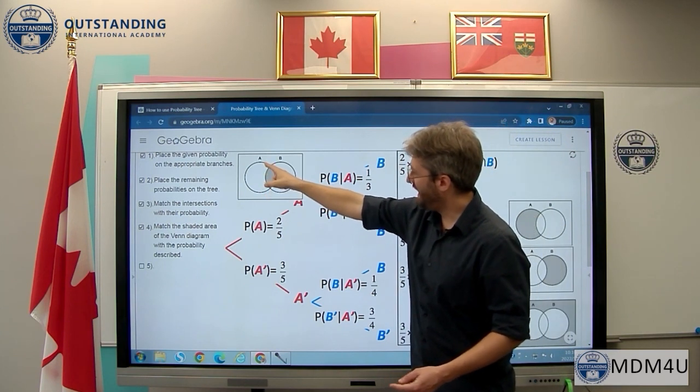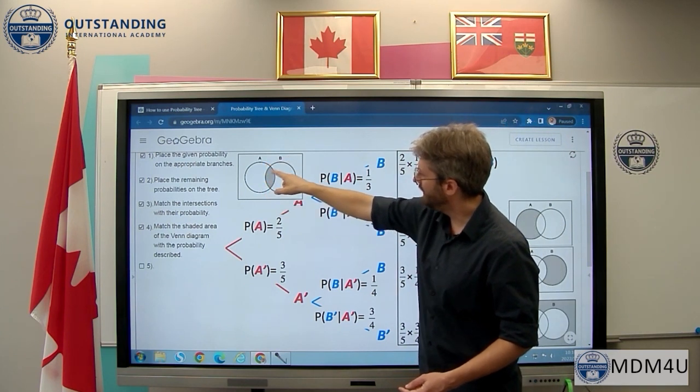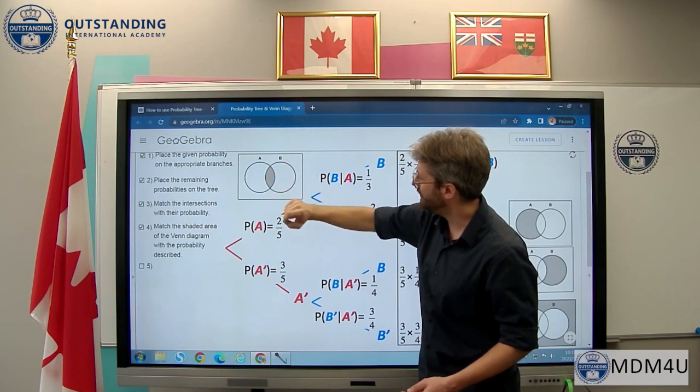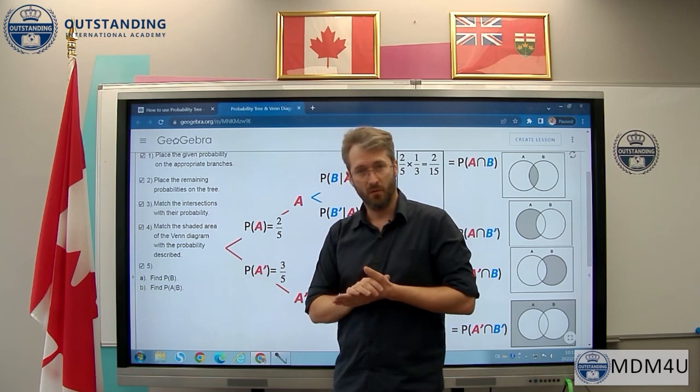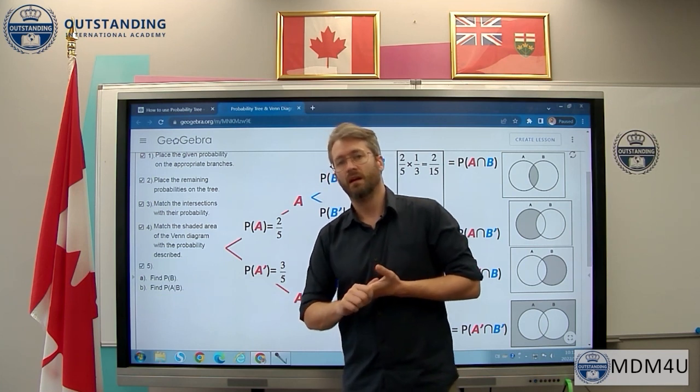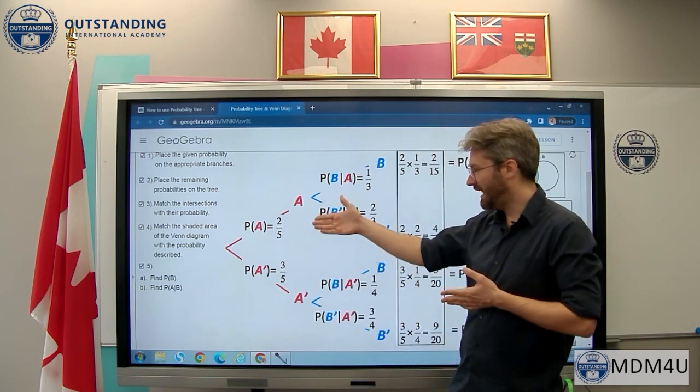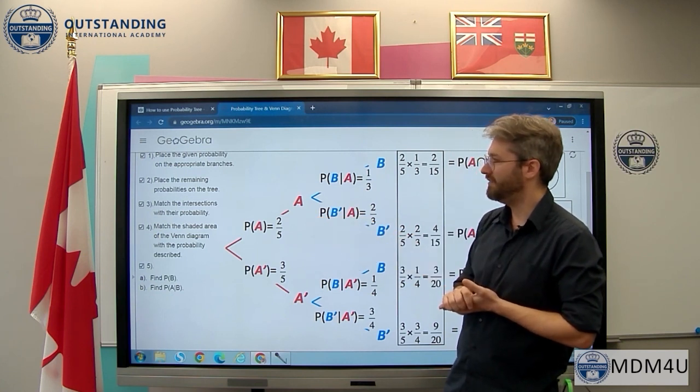This is A and B occurring at the same time. A and B occurring. So I challenge you to try to find these probabilities. Submit your work in the discussion forum, and we can discuss how to calculate these and your work.